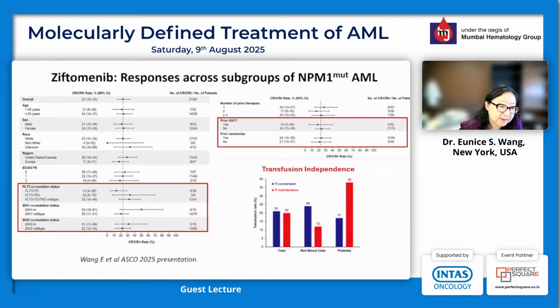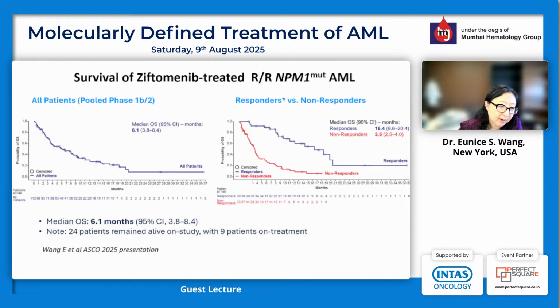In contrast to revumenib, there seemed to be activity which was retained in the presence of prior venetoclax. So there was transfusion independence, there was activity regardless of prior therapy, and you can see responders in this NPM1 mutant cohort had a median overall survival of about 16 months, as opposed to non-responders, which was 3.5 months. And the median overall survival was 6 months.